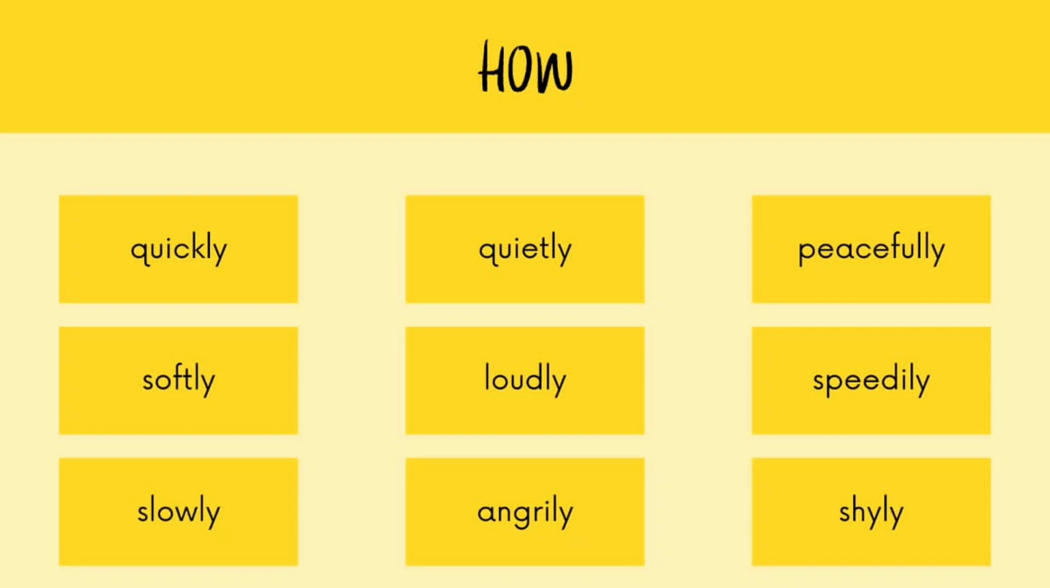Alright, another type of adverb is adverbs of time. Adverbs of time answer the question when. They answer the question when to tell us the time that an action was performed.